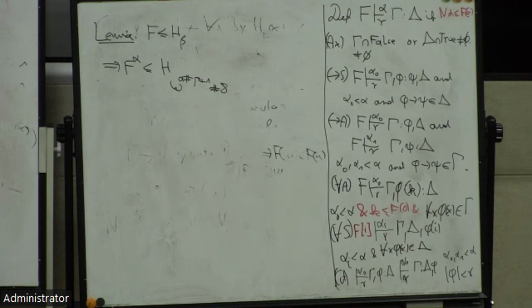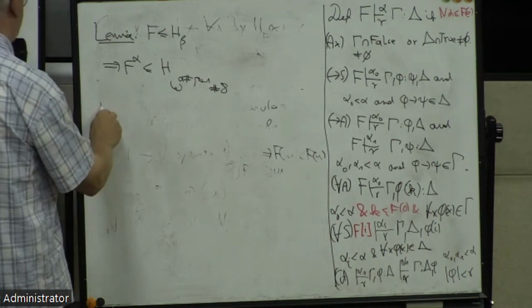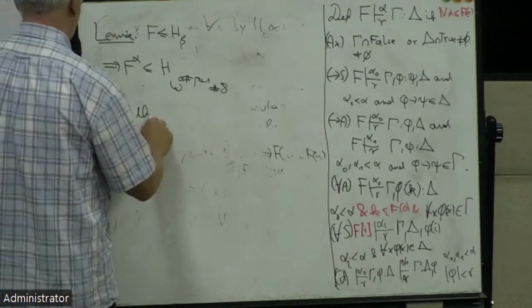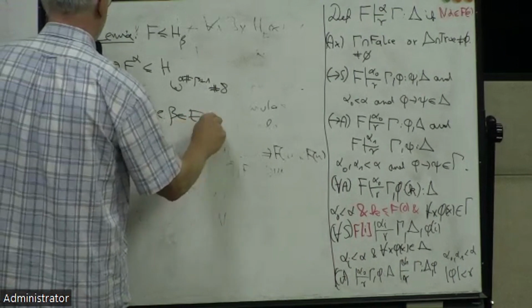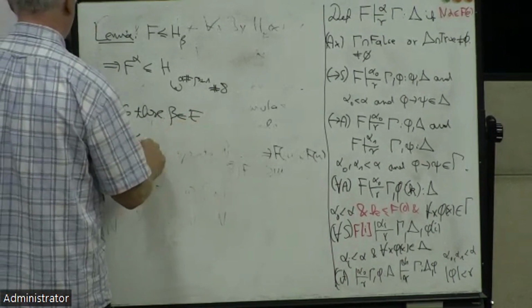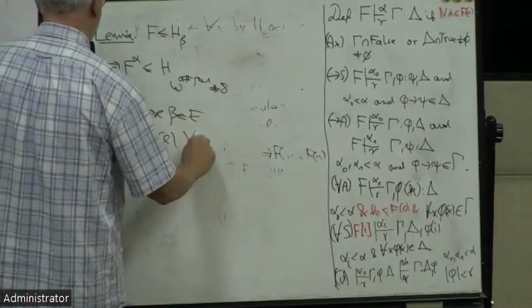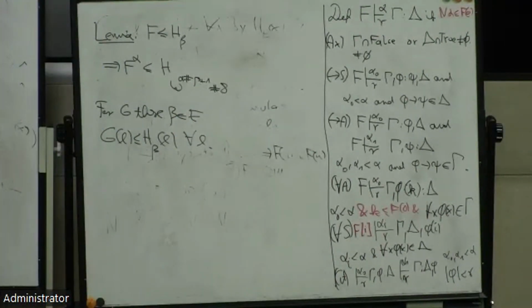So if you apply this lemma finitely many times, we see that for G, there is a beta in E such that G of L is bounded by H beta of L for all L. So this means if we have a pi02 statement provable in the formal system Z, then this pi2 statement is controlled by a function H beta, where beta is in E.